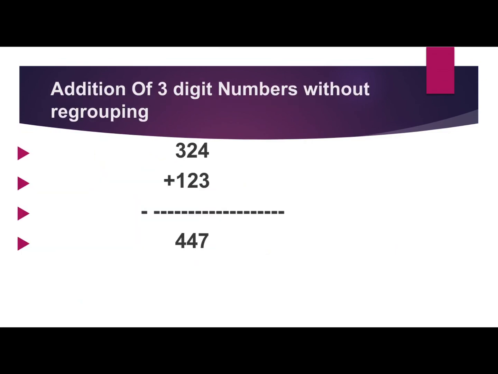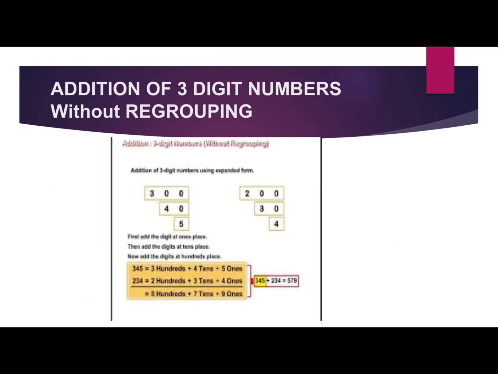Now addition of 3-digit numbers without regrouping. The two numbers here are 324 plus 123. We have to start addition right from the ones place. So 4 plus 3 is 7, 2 plus 2 is 4, 3 plus 1 is equal to 4. So this is the way we have to do the addition.